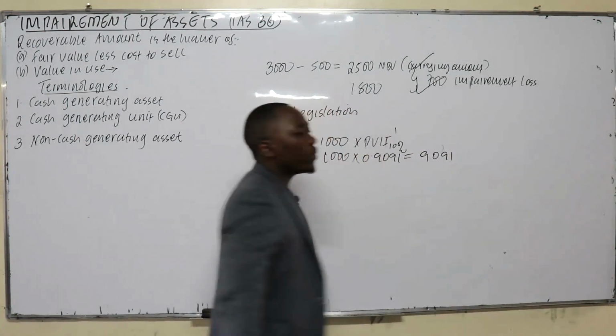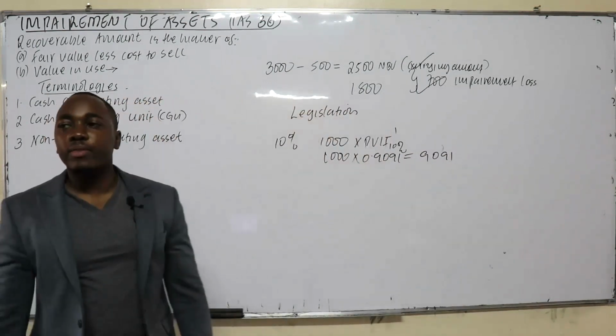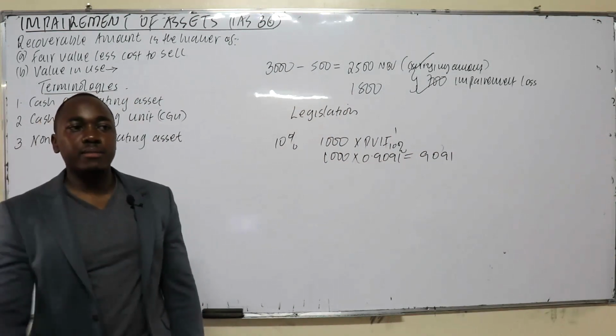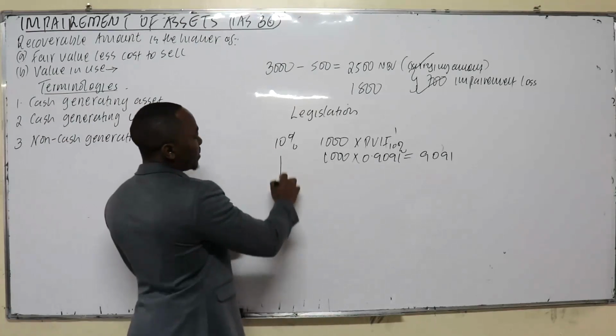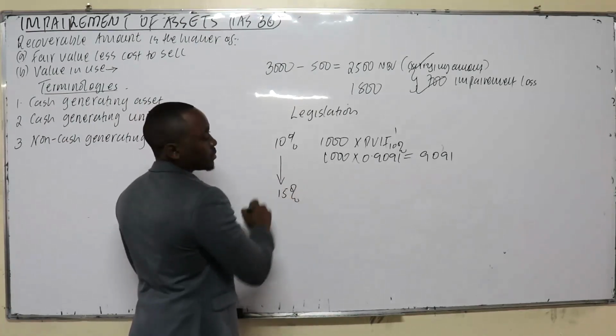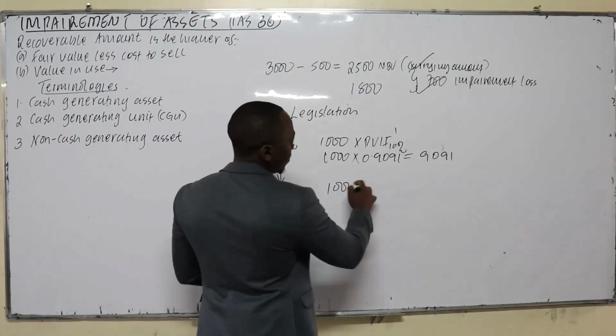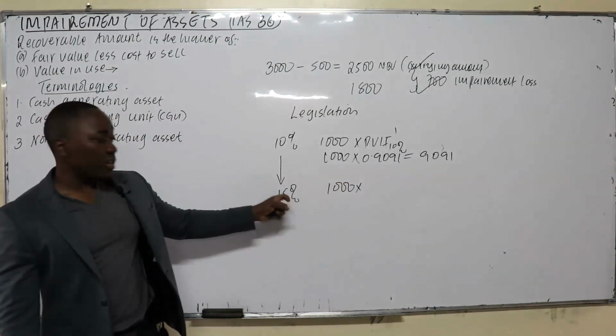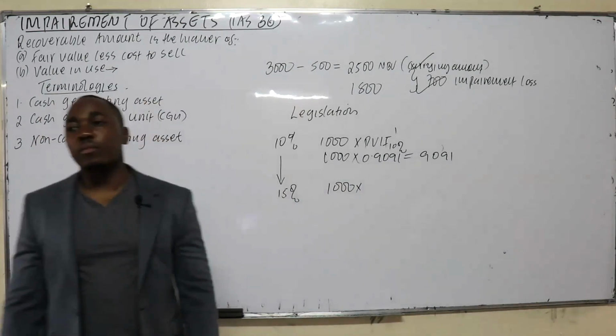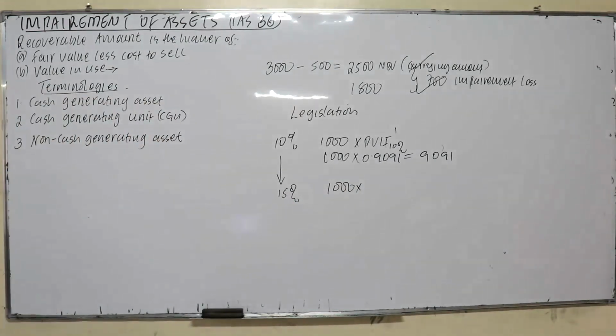Now, what will happen if the interest rate increases? Instead of 10%, let's work with 15%. The same value of 1 million expected at the end of year one, but now the rate is 15%. Use your calculator. I gave you the formula. How do you get the present value? 1 plus r raised to the power negative n. Now you know.